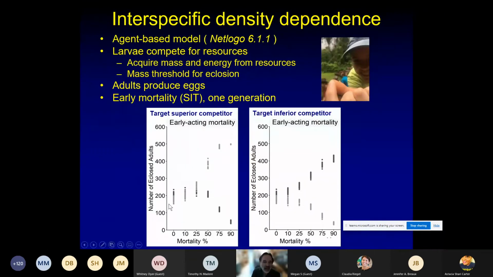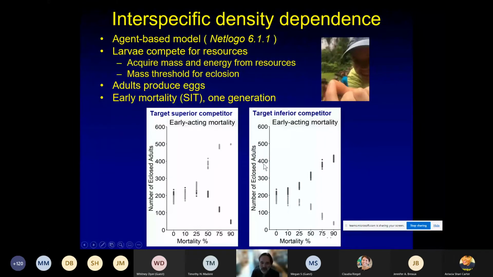And what the models showed is quite interesting. If the mortality is specifically targeted at the superior competitor, which might be Aedes albopictus, that early acting mortality at low levels will lead to a slight increase in the abundance of adults of the target species here. That's the overcompensatory effect in this dark symbol. But more interestingly, as you ramp up that mortality to 25, 50, 75, and 90%, what you see is the non-target species, the poor competitor, increases greatly, even as the target is suppressed. It's a basic competition experiment, removing the better competitor.